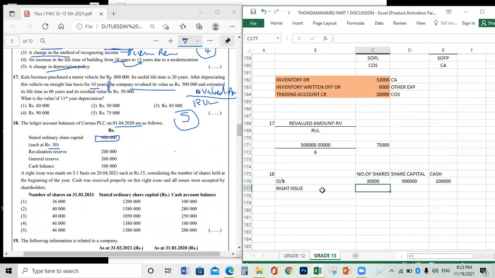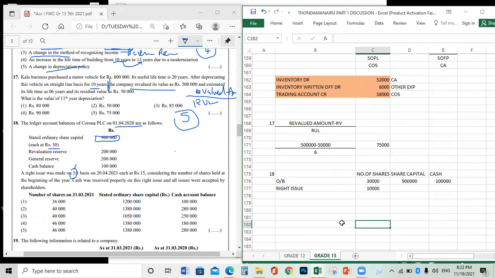So they say the right issue is for every 3 shares you have, you will get 1 right share. Always the bigger one in the ratio is the number of shares you have. Now you have 30,000 shares. If a person has 3 shares, he will get 1 share. So how many will he get? 10,000. Understood? He will get 10,000 shares.